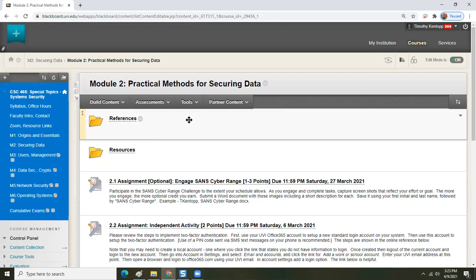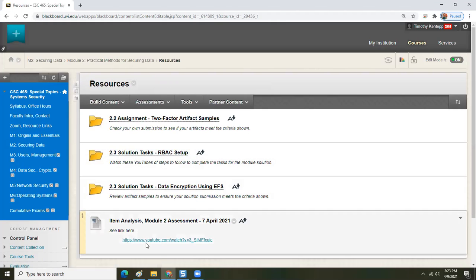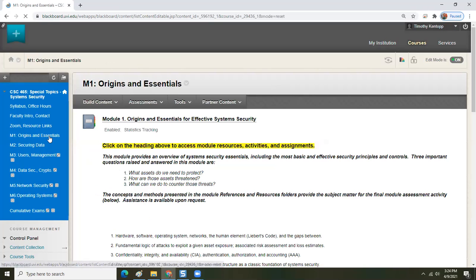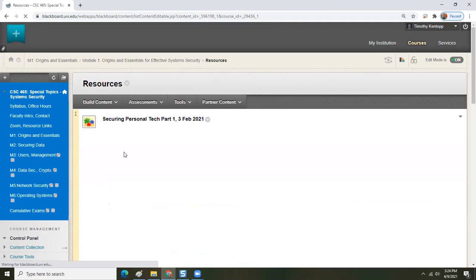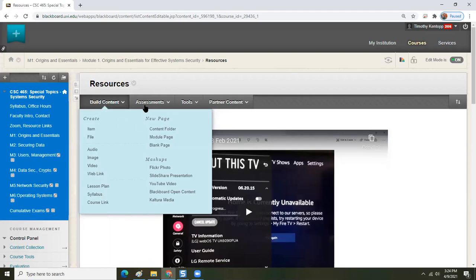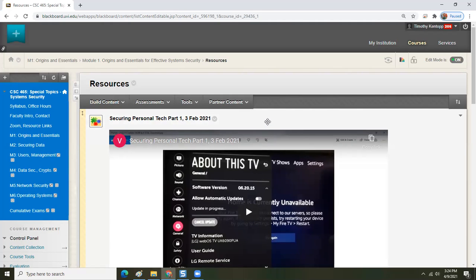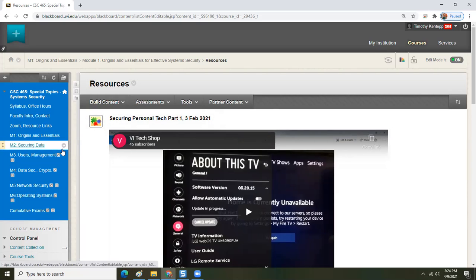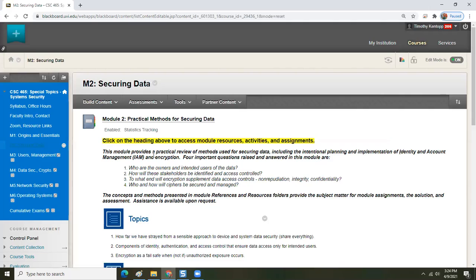inside the resources folder. Right now it's a link. As soon as YouTube finishes processing it, you can just click this and it'll launch. And then I'll have a similar link in the Module 1 folder and resources for this item assessment. So all you have to do is look at the first 15 minutes or so of the video that you'll see in resources. I'll park it right here at the top, okay? If that helps.